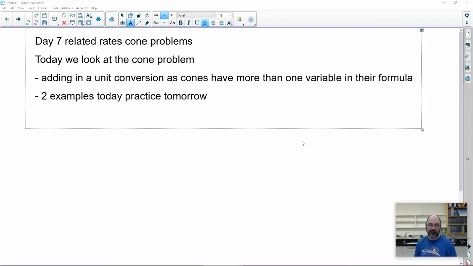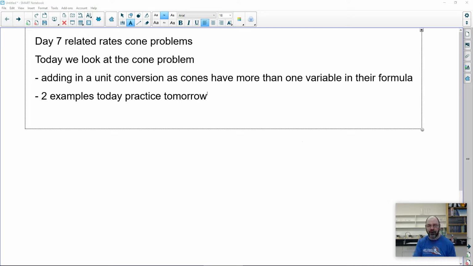Today is day 7, and we get into related rates with cones now. What changes from spheres, which we did last time? Spheres only have volume equaling some related radius changing. Here with a cone, we have a radius and a height in there. So there's two variables that can change when volume is changing. And so that means that we're going to have something added in here.